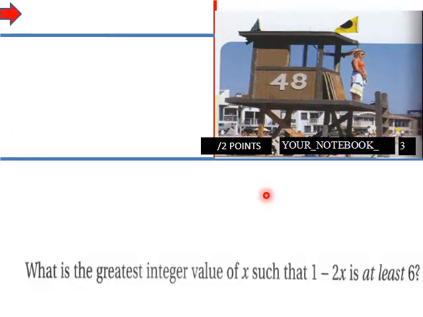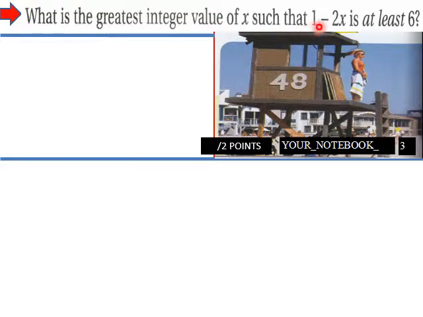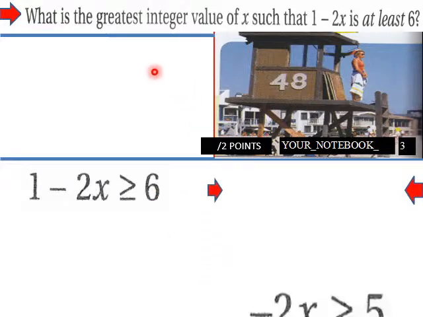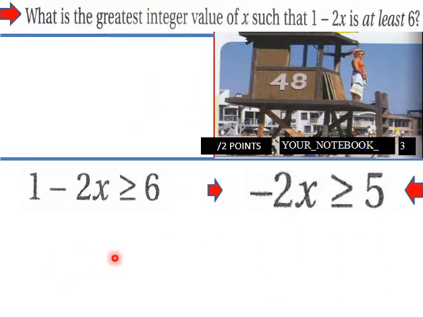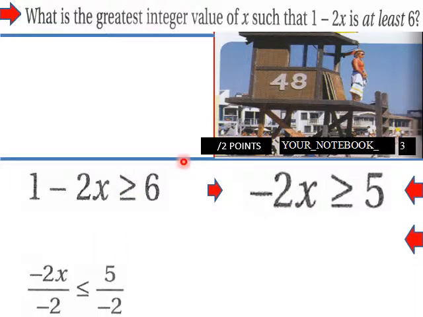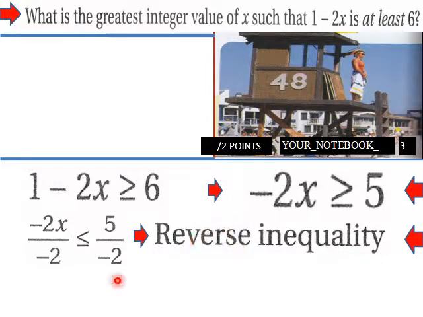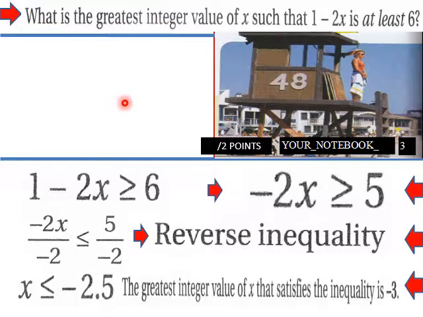So page 3 here. We have: what is the greatest integer value of x such that 1 minus 2x is at least 6? This would be the algebraic expression from this verbal model up here. And then we solve for x. Negative 2x is greater than or equal to 5. We move this over here, and then we divide both sides by negative 2. That will change the direction of this sign to point the other direction. Reverse the inequality, then we have x is less than or equal to negative 2.5. The greatest integer value that satisfies the inequality is negative 3. Greatest integer. Okay, so that goes in your notebook.